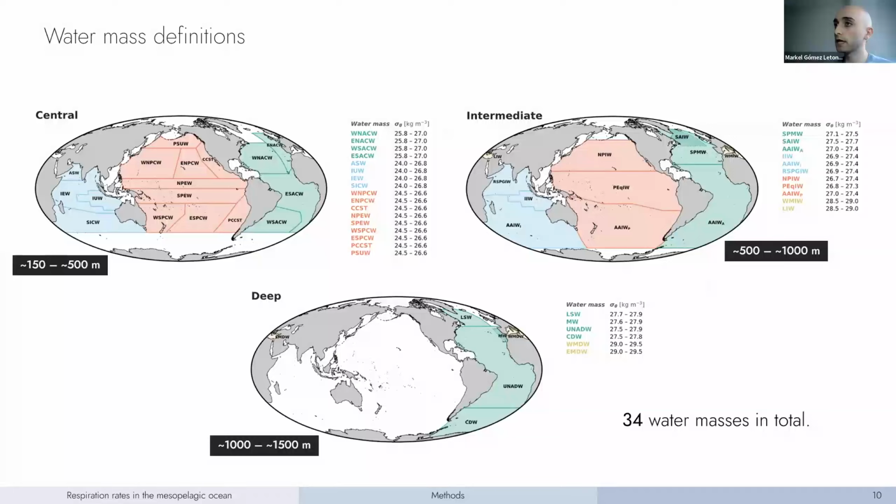Then we grouped these samples according to the water mass in which they were found. We defined water masses based on definitions from the literature, taking into consideration the geographical extent and also the density ranges. And we grouped them into three groups by roughly their depth. So we have central water masses from 150 to 500 meters, intermediate ones from 500 to 1,000 meters, and deep ones from 1,000 meters to 1,500 meters. In total, 34 water masses.